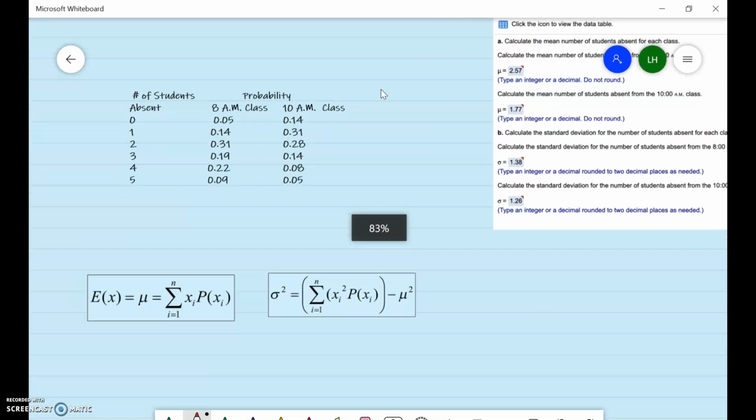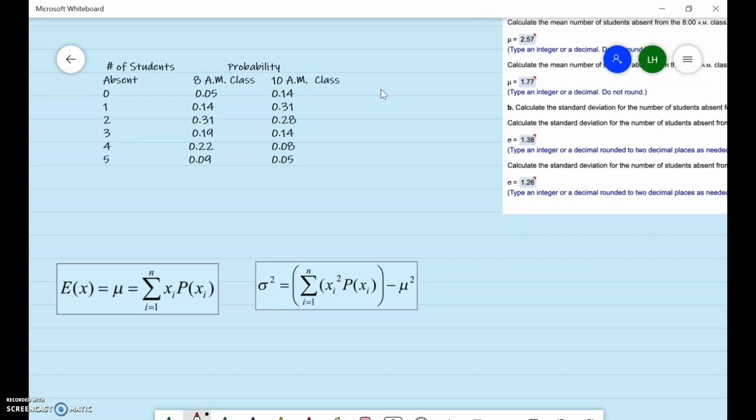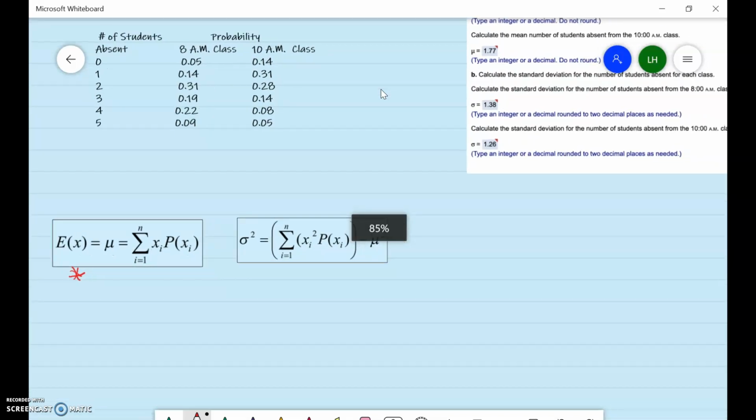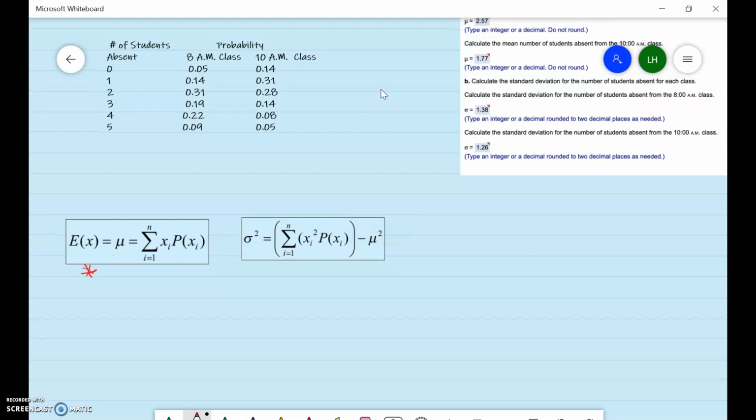So the mean of a discrete probability distribution is this formula right here. Expected value is the same thing as mean. We want to take x times the probability of x for each row, multiply those, and then add them. The first one we have is 0 times 0.05, which is 0. We have 1 times 0.14, because this is x and this is p of x, and we're just multiplying across.